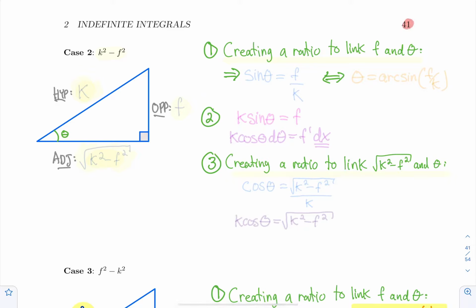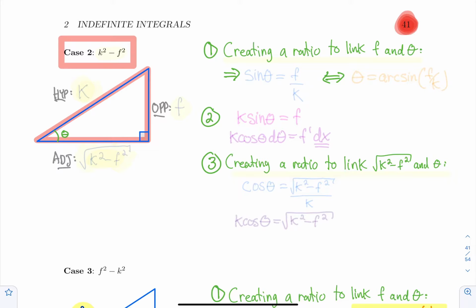Now we're going to attack case 2, where we have a difference of squares of the form k squared, where k is a constant, minus f squared, where f is some expression involving x. When you have a difference of squares and you are setting up your right triangle, same picture, same right triangle, theta is at the base. Here we need to define an opposite side, an adjacent side, and also a hypotenuse. When you have a difference of squares, the hypotenuse is always going to be the first term. So here k is going to go inside your hypotenuse. But now what about f?